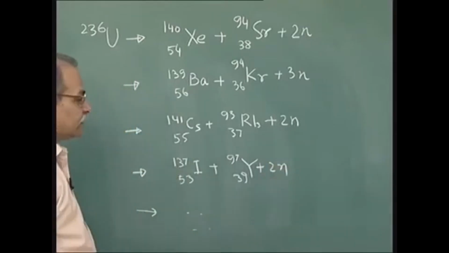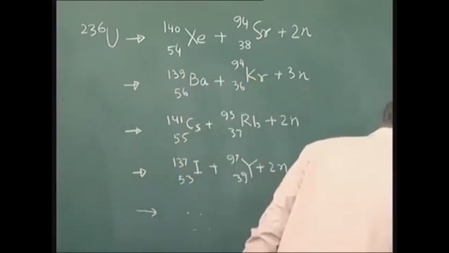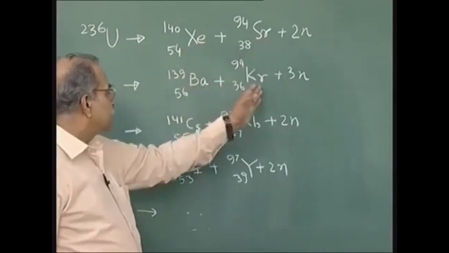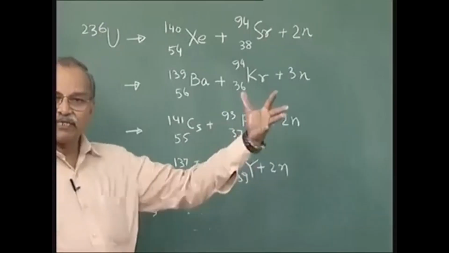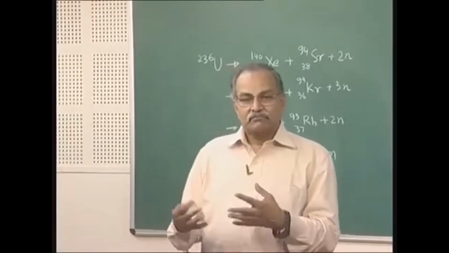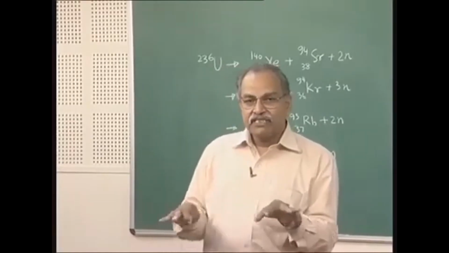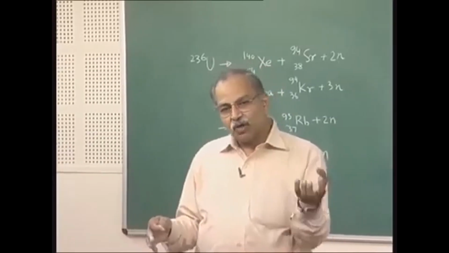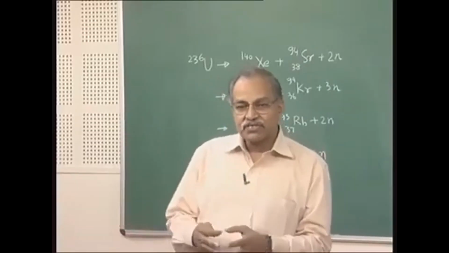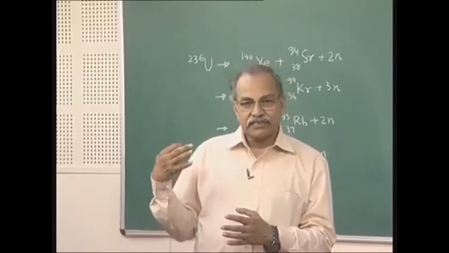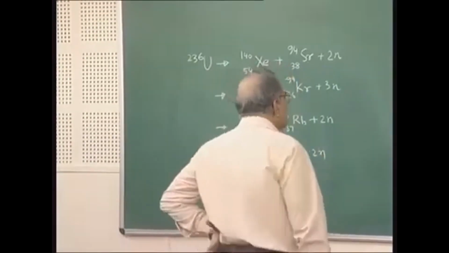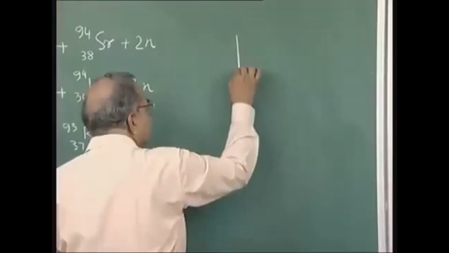So, what are the reaction products? The reaction products are xenon, strontium, barium, krypton, rubidium, iodine, yttrium, and many things. So, if one looks at the mass numbers A of these products and what is the abundance in that reaction product, what percentage of the reaction product is strontium, how much is iodine, and so on, that plot can be made. And it turns out that this is a very asymmetric plot.